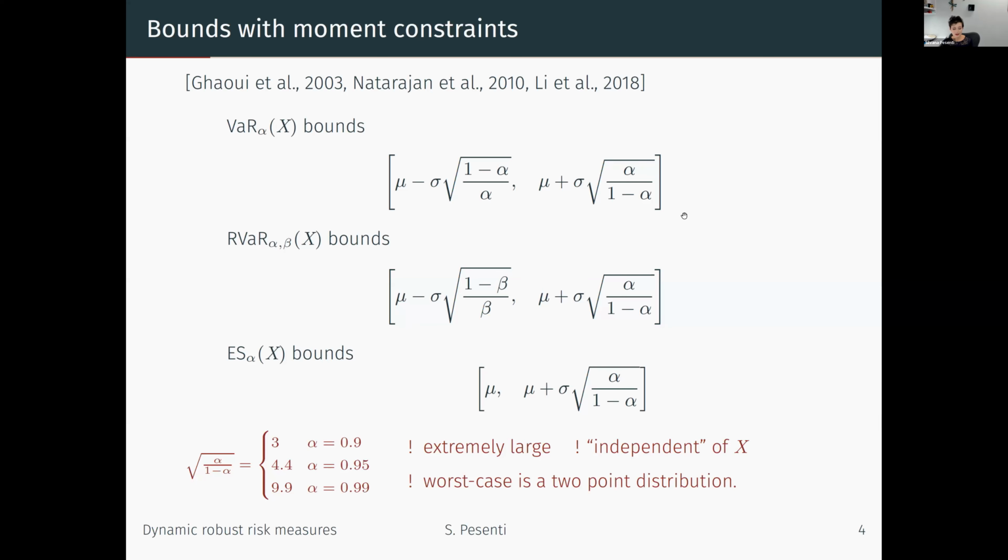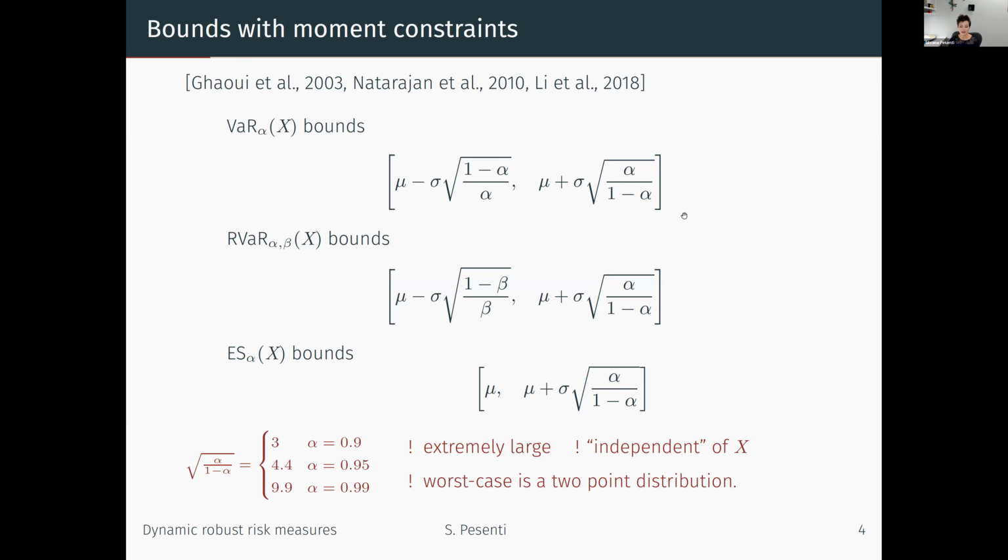But if you take alpha to be, let's say, 0.99, which is typically required by regulation, then this root becomes basically a factor of 10. So it says that the worst case your expected shortfall could take on will be the mean plus 10 times the standard deviation. So this is fairly large, and in practice, at least, not really useful, because this is a number that is so large that it won't really happen in reality.